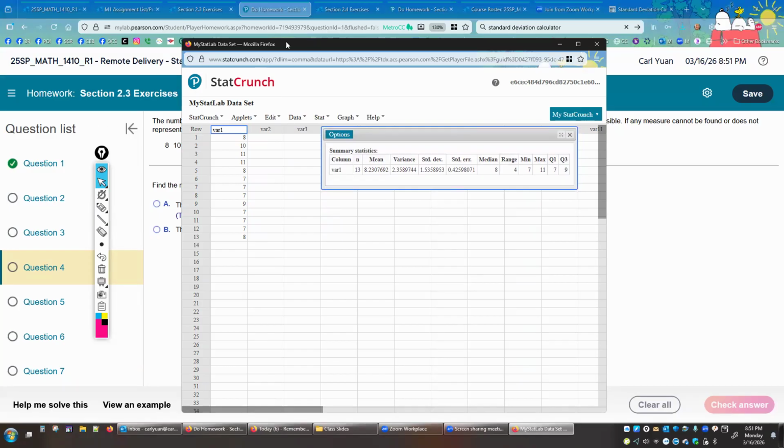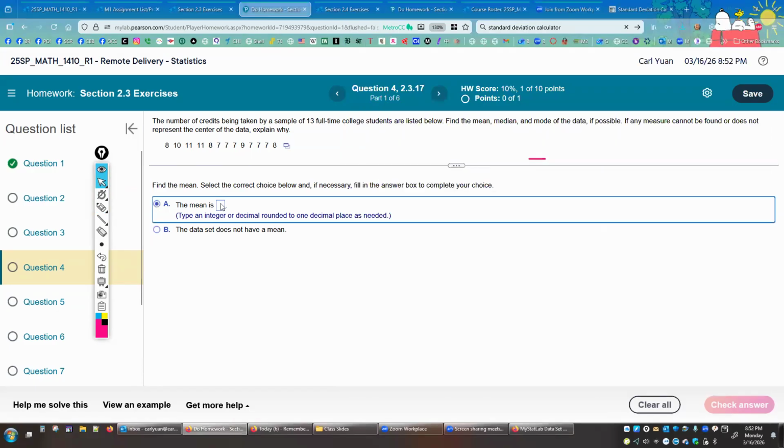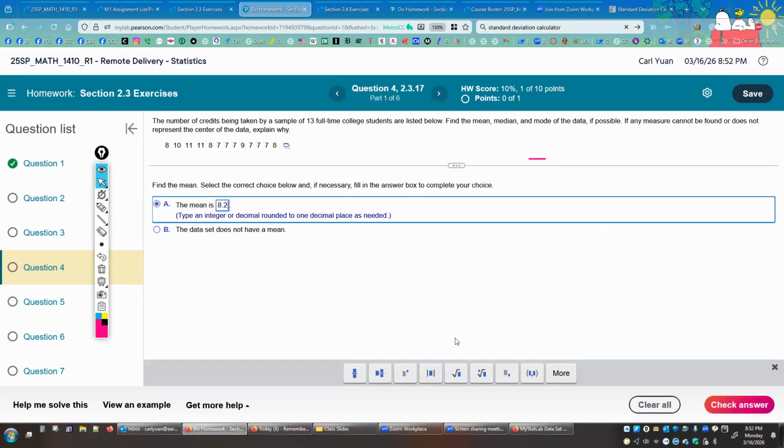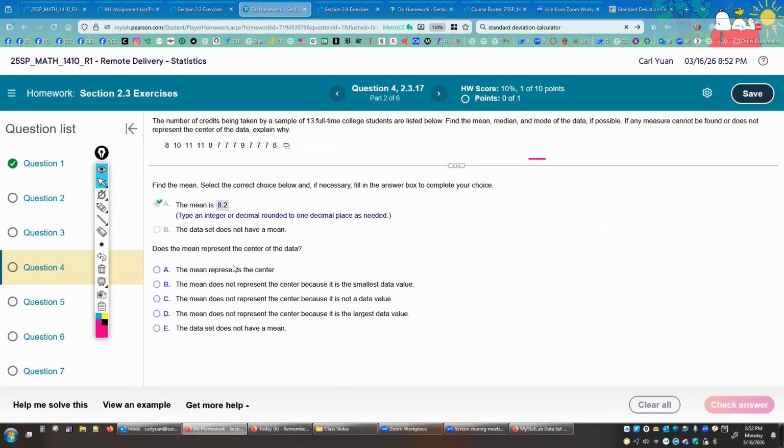So what do we need from here? We need the mean. Let's read the mean. The mean is here, 8.2307. How many decimals do they need? They need one decimal place, so it'd be 8.2. So 8.2, check. Does the mean represent the center of the data?